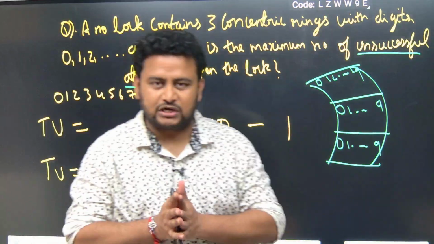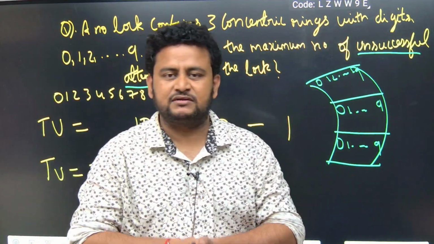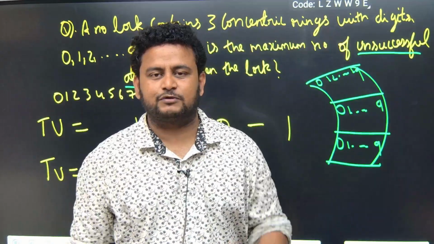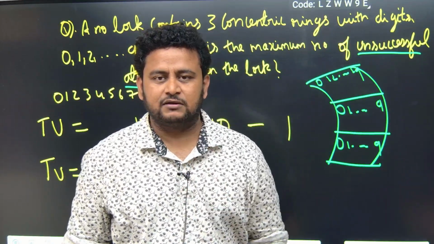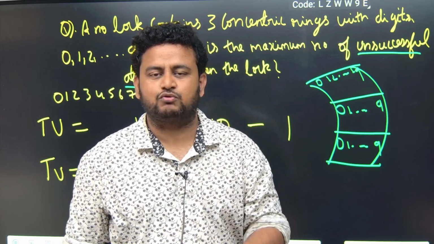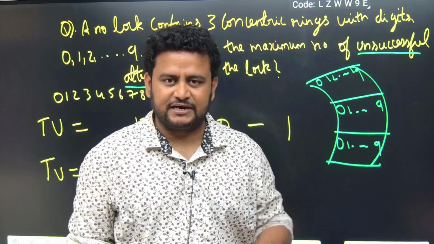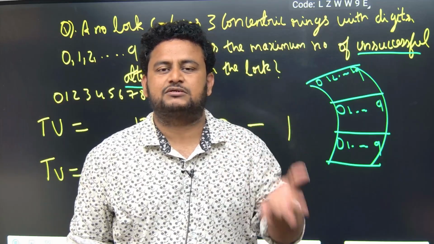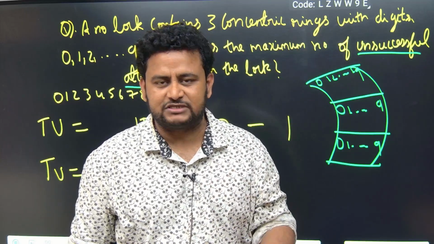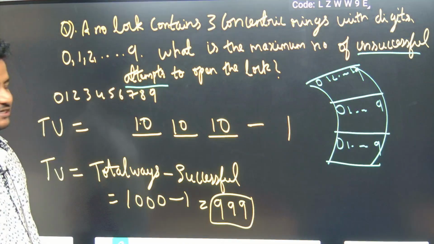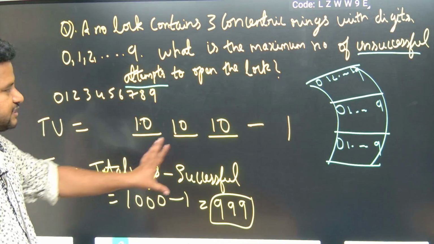So out of the total ways, 1000 minus successful. But suppose you are given 010 as the password. Only when you type 010, you will get a successful attempt. There is only one possibility. So 1000 minus 1 successful attempt gives us 999, that is the total unsuccessful attempts. Maximum number of unsuccessful attempts is 999. If it is 3 concentric rings, clear friends? This is how you have to solve the question.